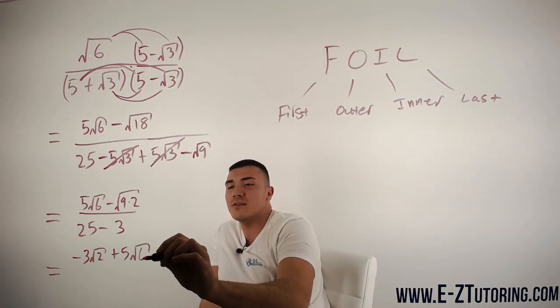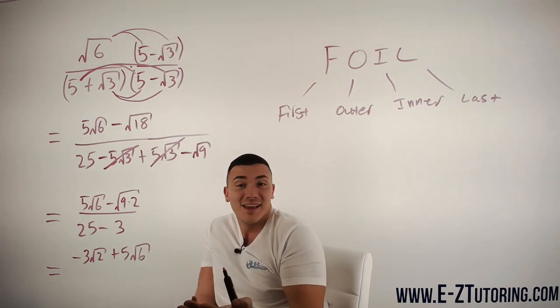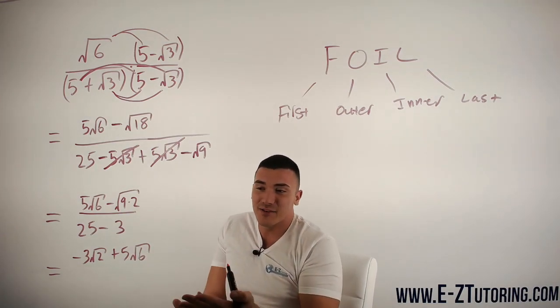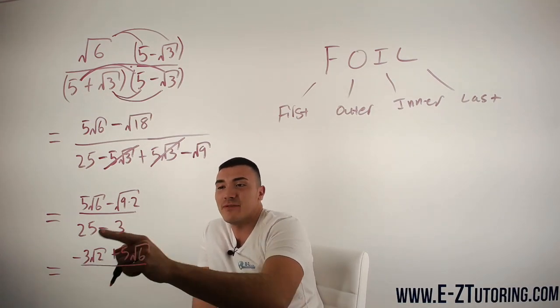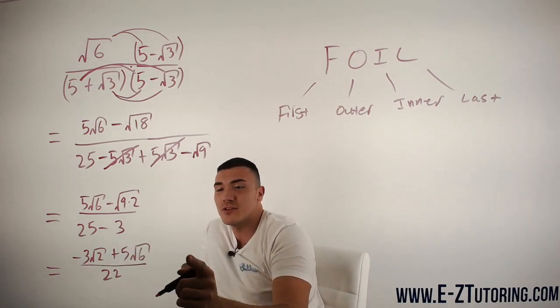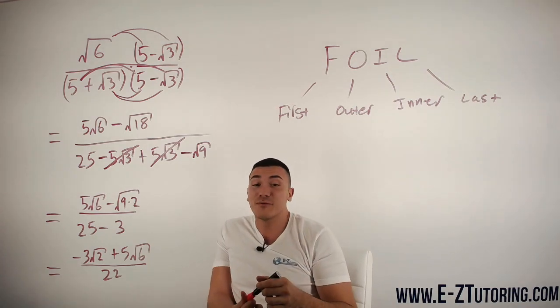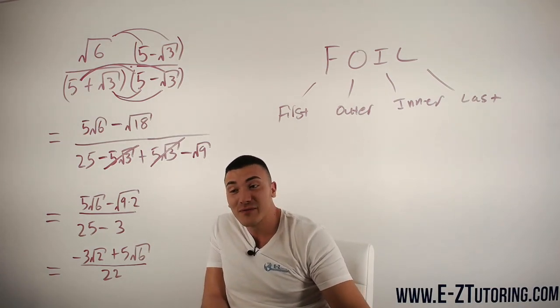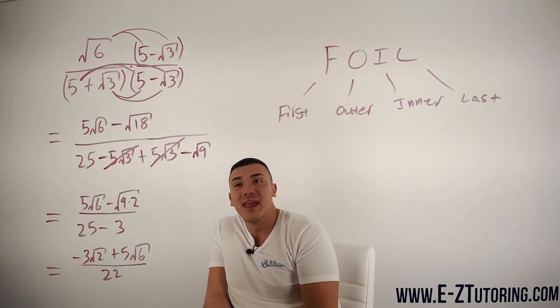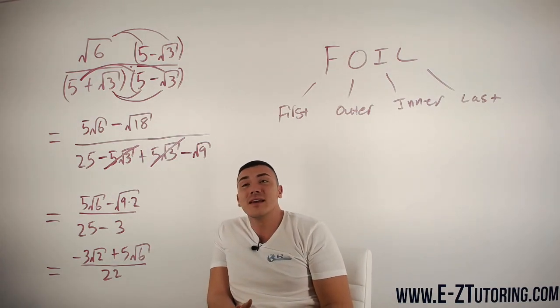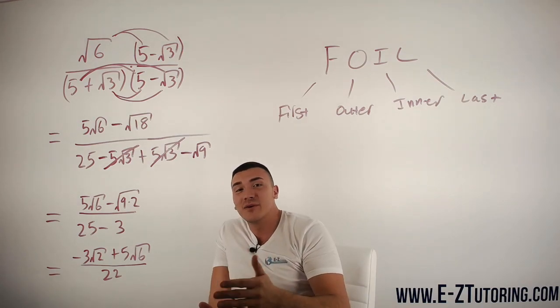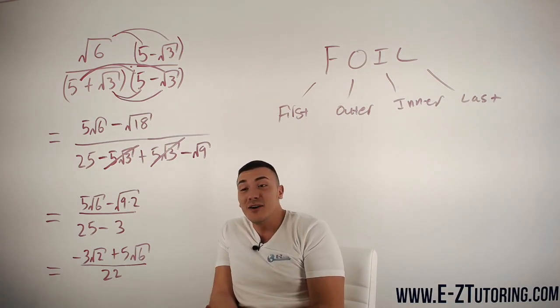I don't know why I switched them, but for some reason I did. Doesn't matter. You can leave your final answer in either way. It won't make a difference. And then on the bottom, we have 25 minus 3, which gives us 22. And this right here is your final answer. And you will notice we have no more square root in the denominator. So that is how you can use a conjugate to get rid of the square root in the denominator of a rational expression.